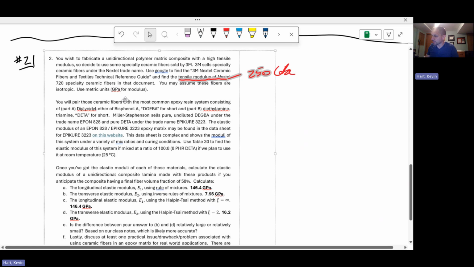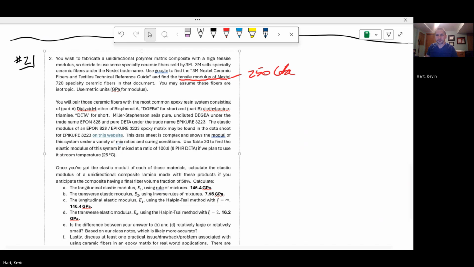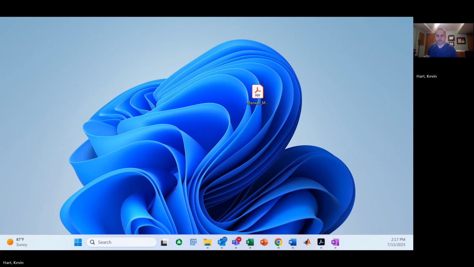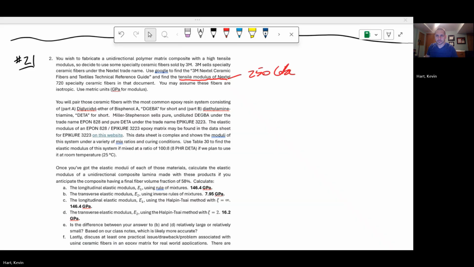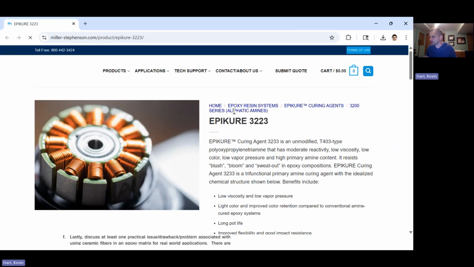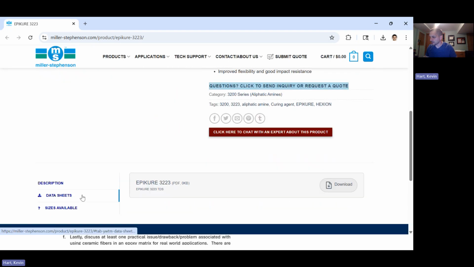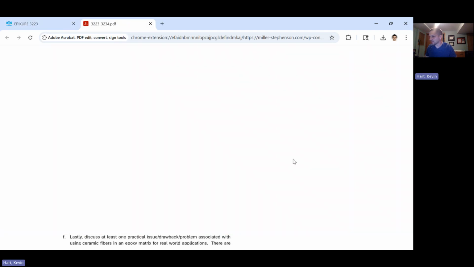You will pair those ceramic fibers with the most common epoxy resin system consisting of DGEBA and DETA. Miller-Stephenson sells pure undiluted DGEBA under the trade name blah blah blah, and DETA under the trade name blah blah blah. The elastic modulus of this material may be found in the data sheet on this website. Okay, so let's go to that website. Here's the website, and we're looking for the data sheet. Here's the data sheet. We'll download and open the data sheet.